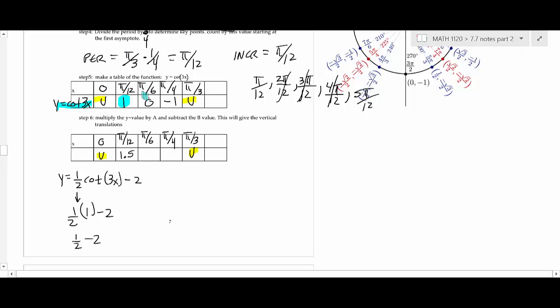The next number is 0. Do the same thing. 1/2 times 0 minus 2. The answer to that is negative 2. Then do it one last time. Do negative 1. So you're going to do 1/2 times negative 1 minus 2. What's that? Negative 2.5, right? Okay, so that's going to give that.